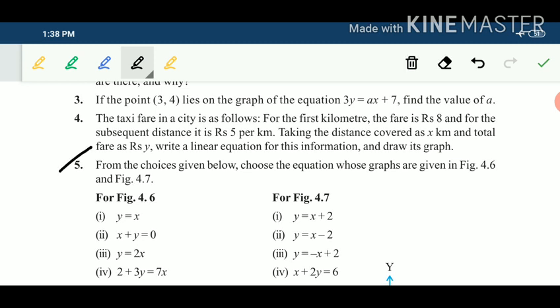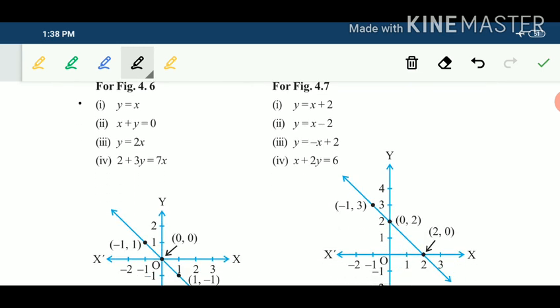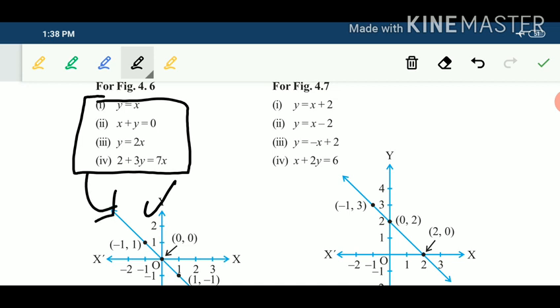Next question is the same as the example. From the choices given below, choose the equation whose graphs are given. Two graphs are given. The first graph is given. You have to check which of these four equations satisfies this graph. It is the same as example number 8. Solve this question on your own.